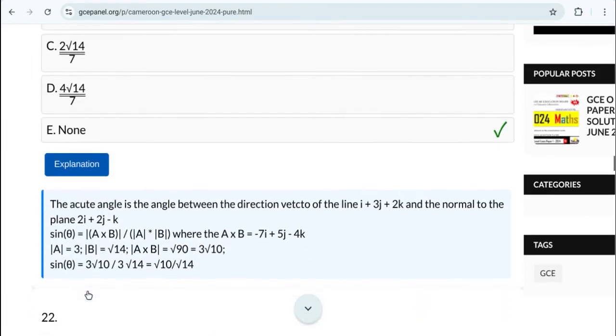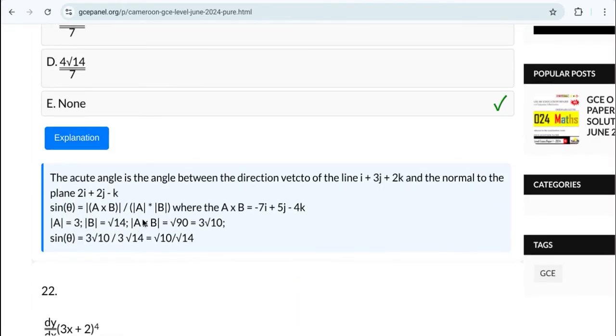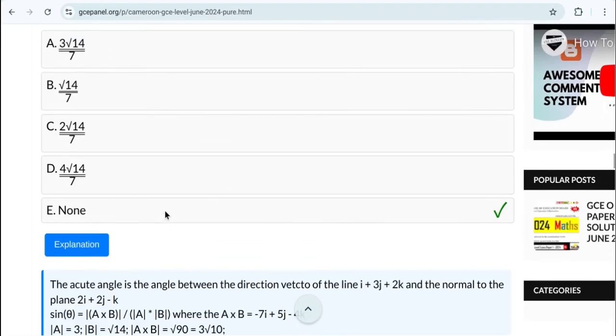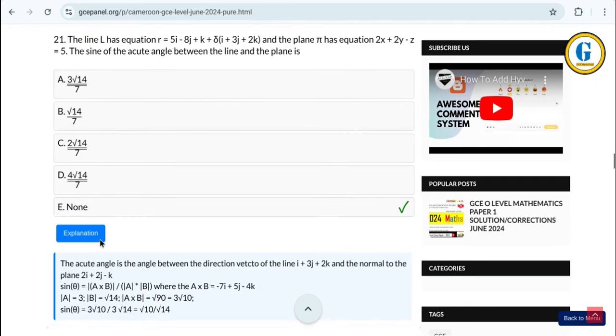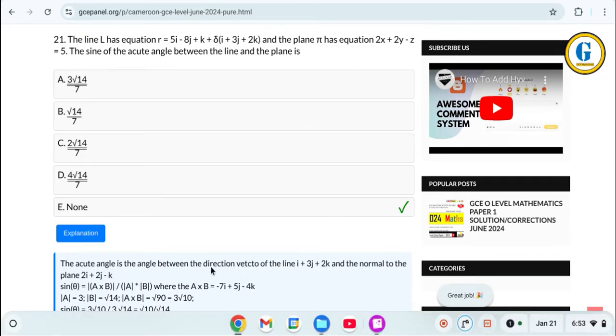The sine of that angle is going to be equal to sine theta equals the modulus of a cross b, all over the magnitude of a times the magnitude of b. So a cross b is going to give us negative 7i plus 5j minus 4k.